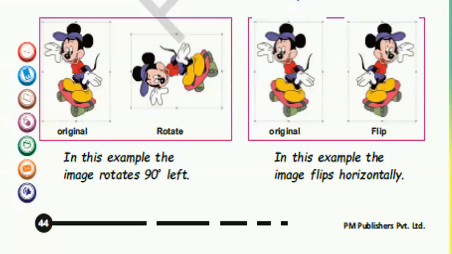Now in this picture you can see the original picture and the rotated picture. The first example is of rotate. In this example, the image rotates 90 degrees left. In the second picture, the original and the flipped image. In this example, the image flips horizontally.